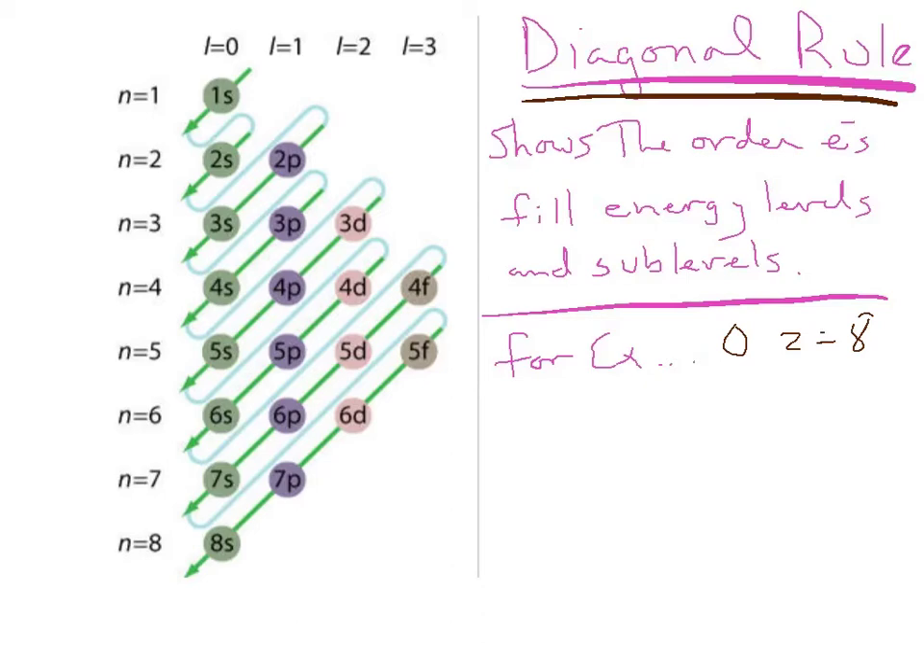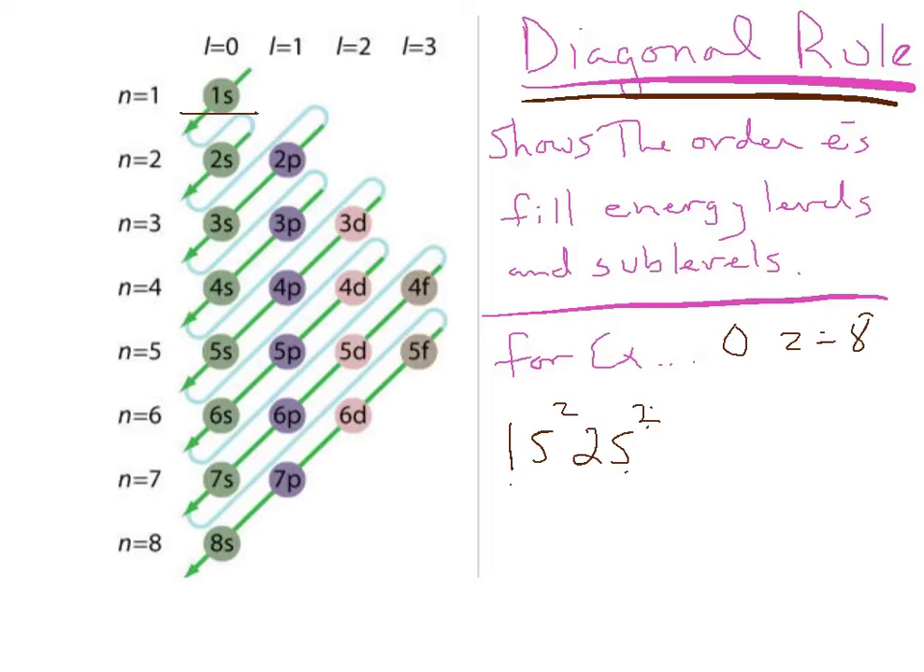So if I'm going to follow the diagonal rule, I start with the 1s, and I write 1s2. It's filled, I can't put any more in there. This tells me that I have 2 electrons in an S-type orbital in the first energy level. Next, I write 2s2, because I still have 8 electrons to show, but now that's filled. So I've got 2 electrons in a 2s sublevel in the second energy level.